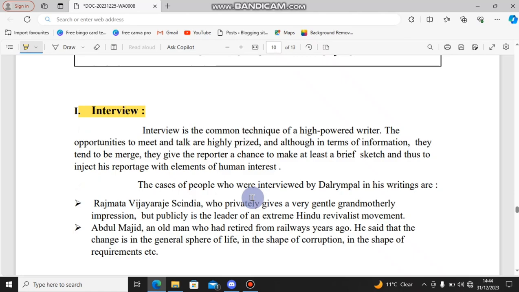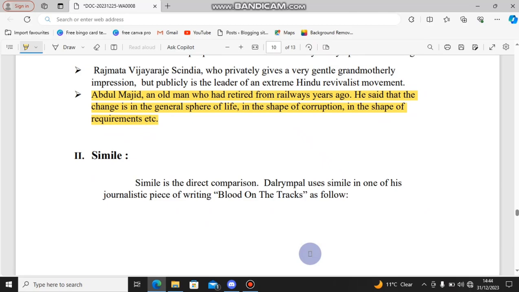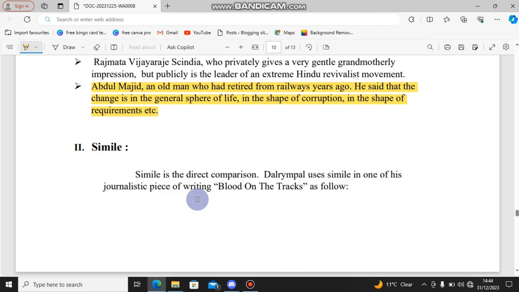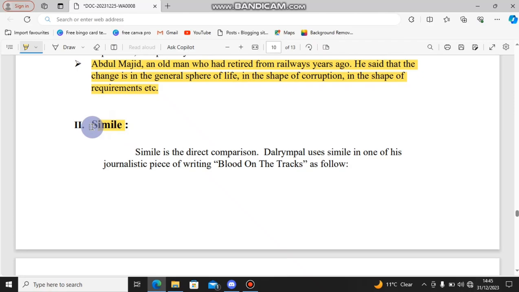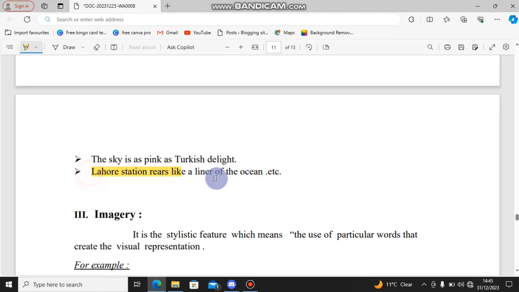is Abdul Majid, an old man who had retired from railways years ago. He said that the change is in the general sphere of life, in the shape of corruption, in the shape of requirements, etc. So second one is simile. What is simile, students? Simile is a direct comparison. So for example, the sky is as pink as Turkish delight. Lahore station rears like a liner of the ocean, etc. So these two are examples of the simile literary device from Blood on the Tracks.